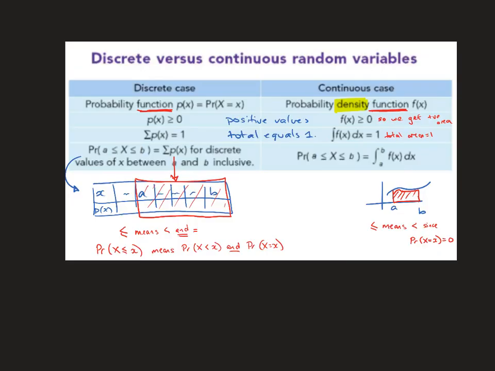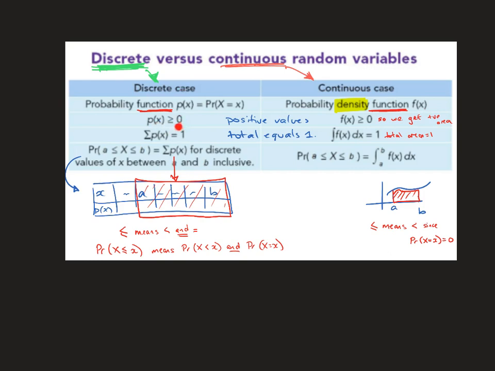So let's do a quick comparison between our discrete random variables, which are these ones here, and our continuous random variables, which are these ones here. In our discrete case, we have a probability function, which is p of x. In our continuous case, we have a probability density function, which we define to be f of x.